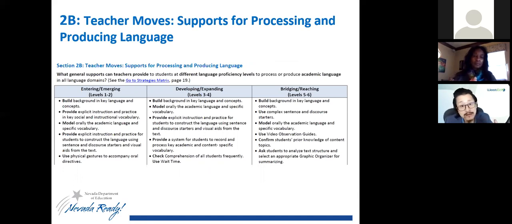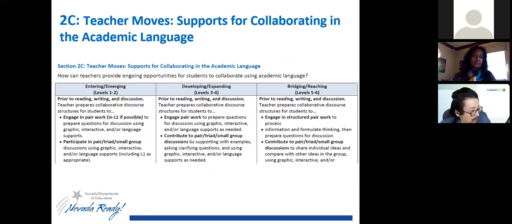So that's where the ELD Standards Framework is very helpful, really beginning to see where we might need to offer English learners more support than their classmates. And also the case in collaborating. If you look down the middle column, it's about how do you engage students in pair work? How do you give students different ways of contributing to small group discussions?